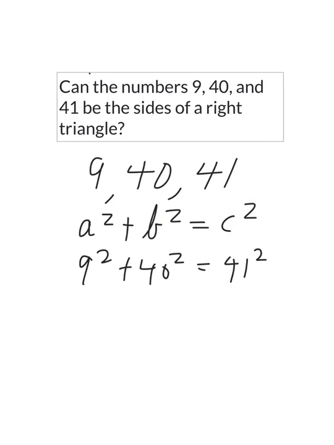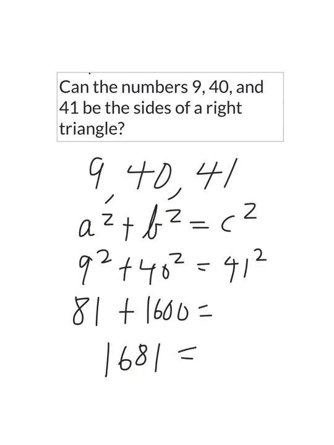So let's see here. This is 81. This is 1600. This is 1681. 41 to the second power, that's 1681. Since both of these numbers are the same, what I can conclude is that these three numbers do make a right triangle.